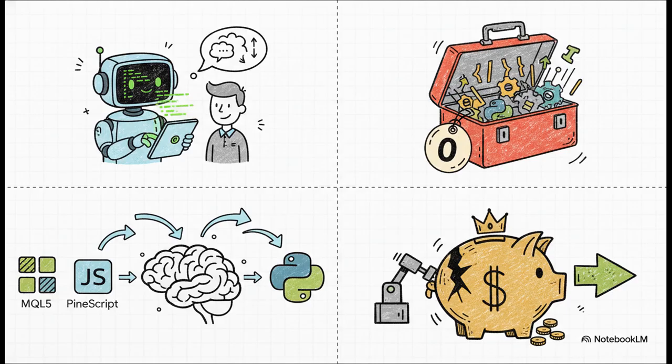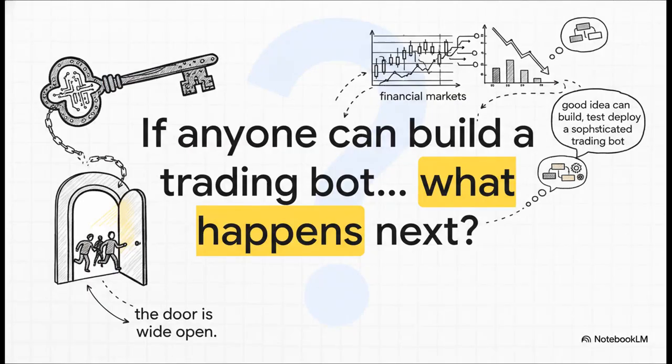So, I'll just leave you with this one last thought. For decades, right, the keys to the algorithmic trading kingdom were held by a very small group of people. Well, now, that door has been kicked wide open. So the question is, when anyone with a good idea can build, test, and run a sophisticated trading bot just by talking to a computer, what happens next?